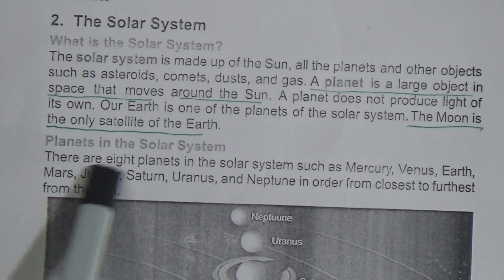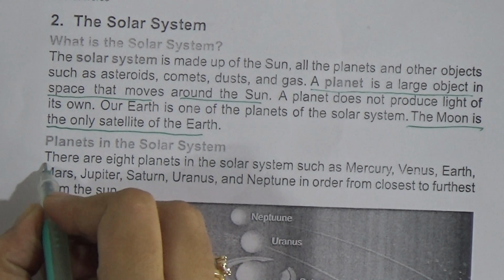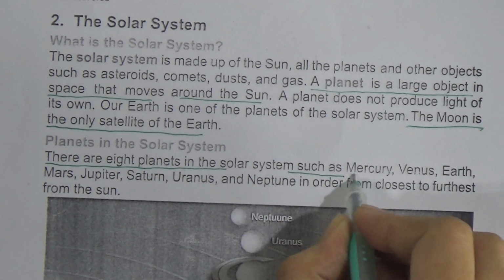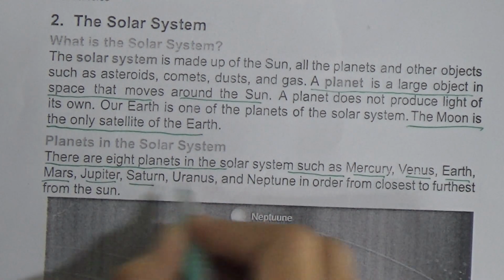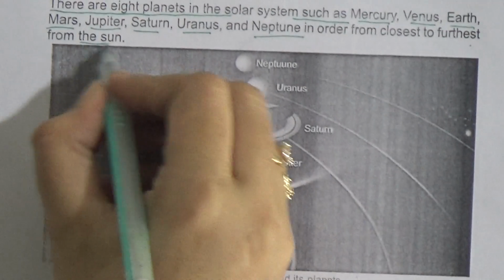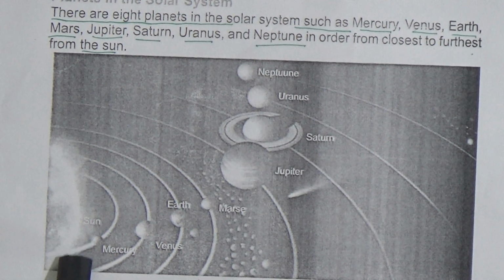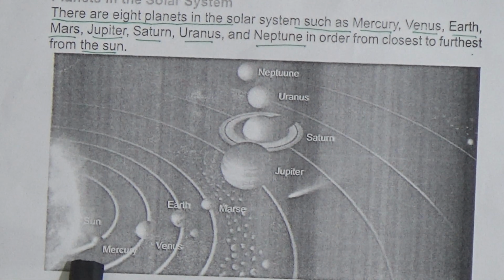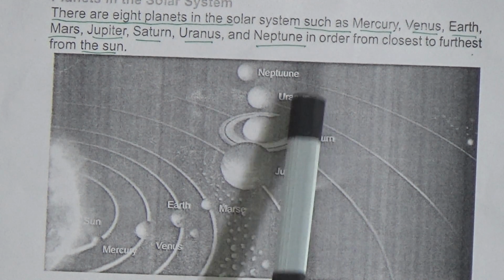Now, planets in the solar system. There are 8 planets. There are how many planets? 8 planets in the solar system, such as Mercury, Venus, Earth, Mars, Jupiter, Saturn, Uranus and Neptune, in order from closest to farthest from the sun. You can see this picture. Here is the sun, this large ball. Here is Mercury, then Venus, then Earth, Mars, Jupiter, Saturn, Uranus and Neptune.